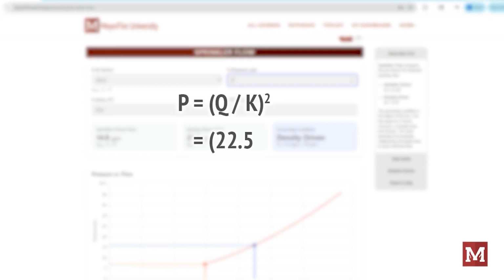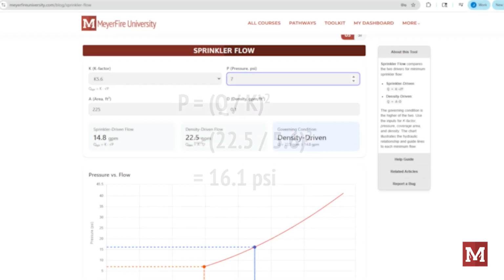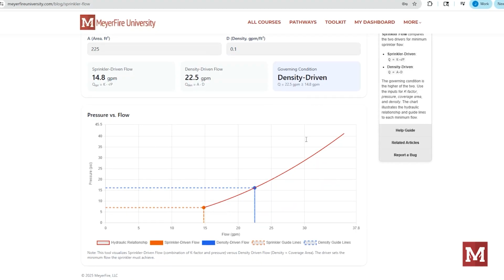To get 22.5 GPM out of a 5.6 K-factor sprinkler, we would need 16.1 psi. That's the example we talked about earlier in our K-factor selector. 16.1 psi is more than double the 7 psi that we started with. This means that the sprinkler is density driven, so to speak. The required flow comes from the density formula, not the minimum pressure of 7 psi at the sprinkler.